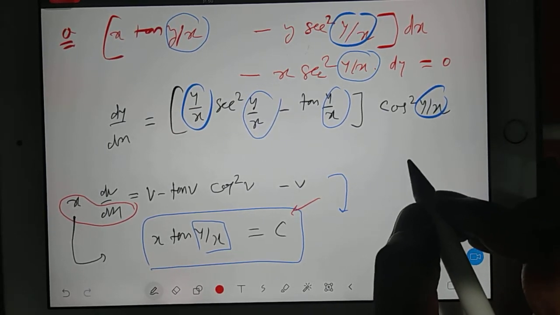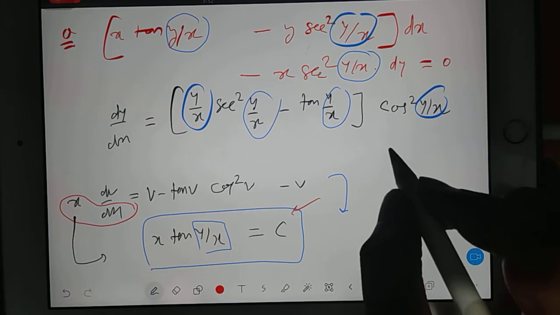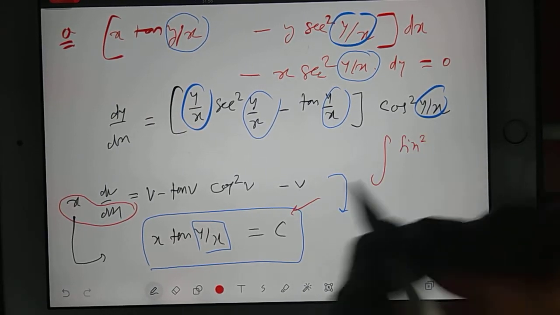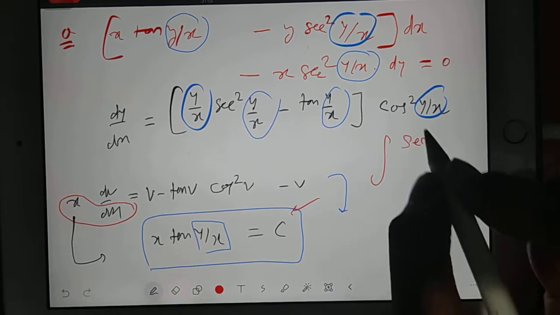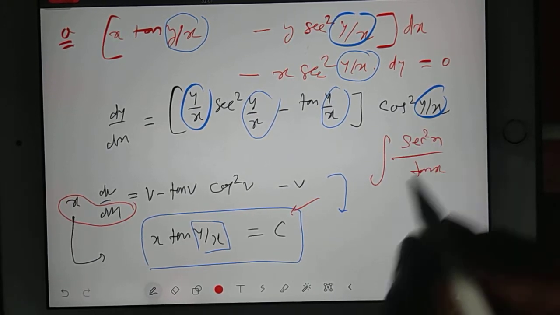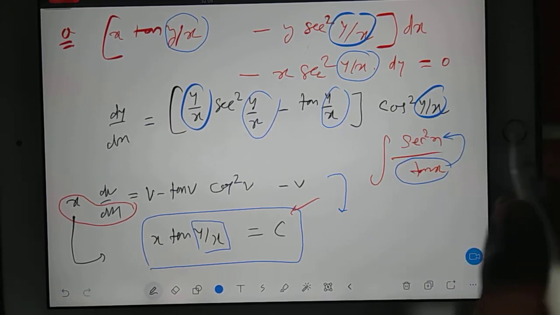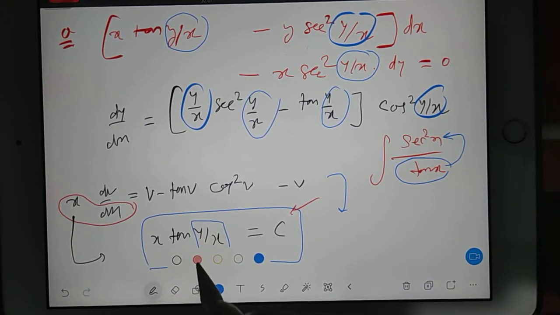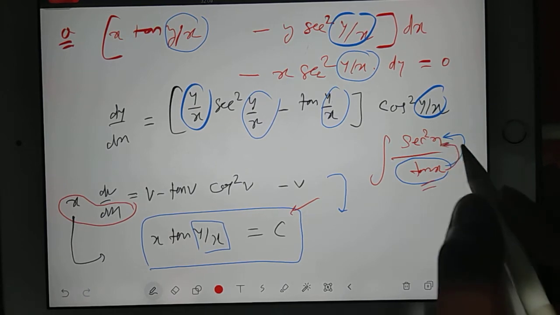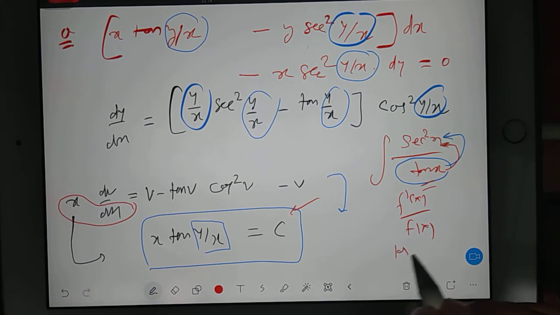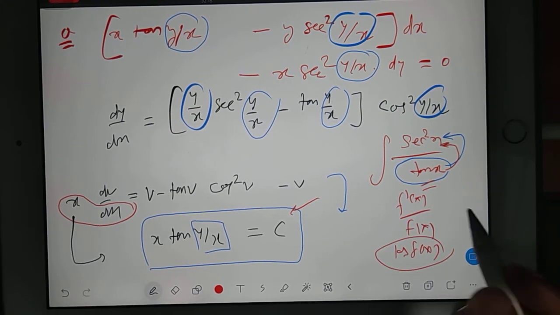In this equation you may have trouble. There can be a location where you have to integrate like sec square x divided by tan x. So again you should keep in mind, tan x and sec square x, they are gifted. Gifted means whenever you differentiate tan x, sec square x will come. So it is the format of f dash x by f x, so your formula will be log f x, right? Integration.